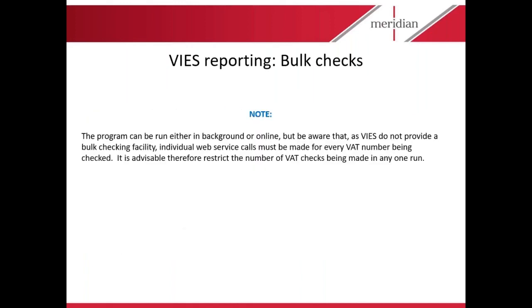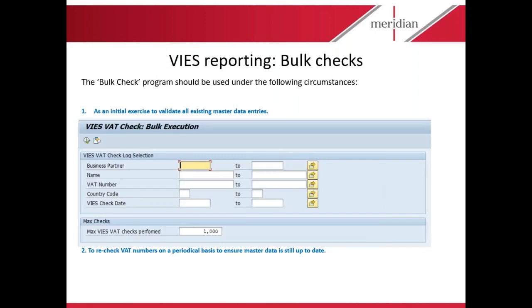So as I just note here, when using the bulk checking, the program can be either run in the background or online, but if there's a huge amount of checks being done, it may affect the performance. So we would always recommend certainly 200 to 300 checks as being the maximum performed in each bulk check. But as you can see again with the different parameters, that's made very easy because you can decide to run all of your vendors for one country, for example, or a certain range of business partner numbers, like from 1 to 200, whatever the case may be.